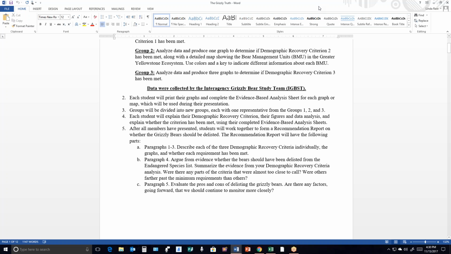And the Bear Trust one didn't really have any closure. There was no piece where they had to summarize or decide or defend their claim. There was nothing at the end. It was just make the graphs and that was it. So I thought that was really interesting.